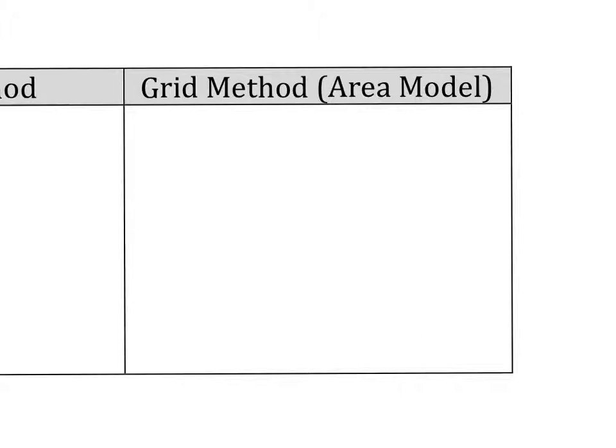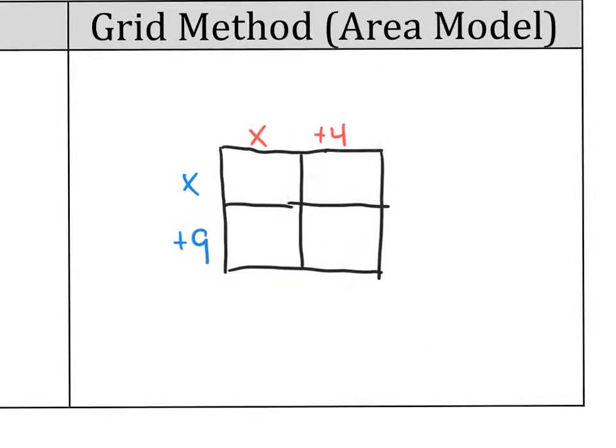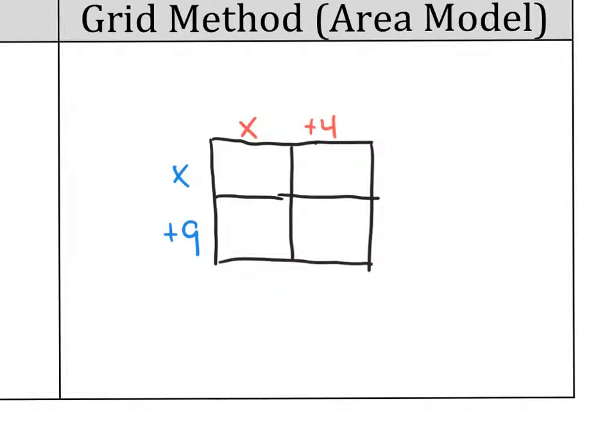All right, for you visual learners, the grid method is going to be very, very helpful. Like I said before, extremely helpful to me. Because I have a binomial times a binomial, I'm going to do a 2x2 grid. And as stated, you can have the x plus the 4 on top, and the x plus the 9 along the side. The pluses are optional. You don't need those because they can be translated as positive.